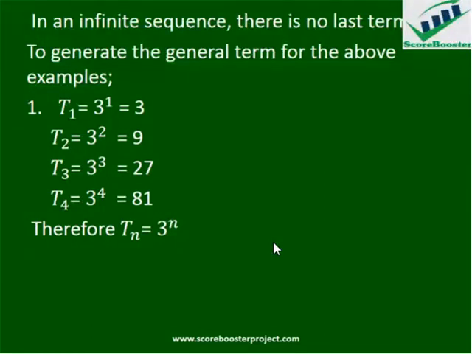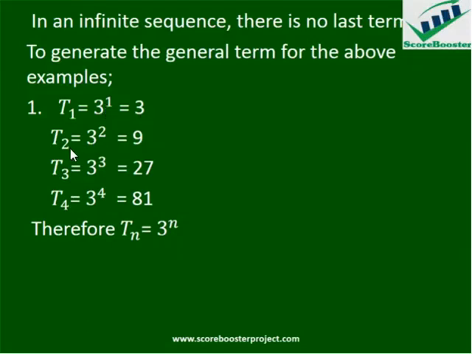To generate the general term for the above examples, that is 3, 9, 27, 81, 243 and so on, and 5, 9, 13, 17, 21 and so on. So for the first example, the first term is 3 and it can be written as 3 raised to the power 1. That is the number of the term you are in. Here you are in the first term, you raise 3 to the power of 1, and that is 3. 3 raised to the power 1 is 3.